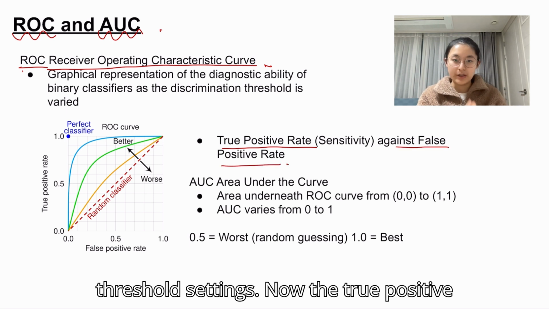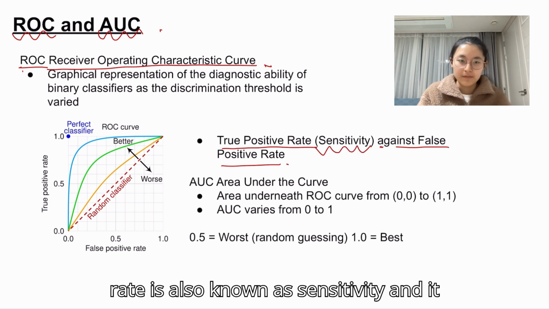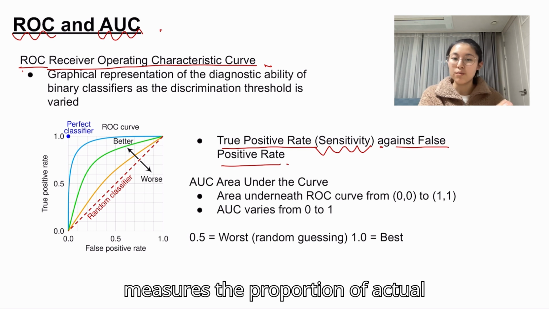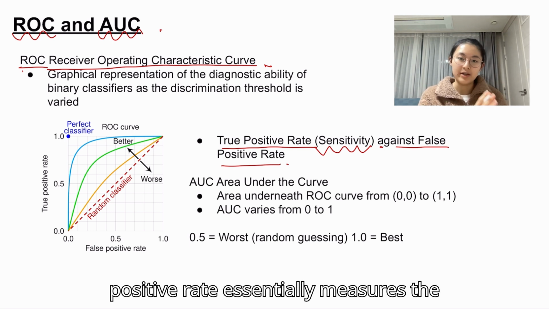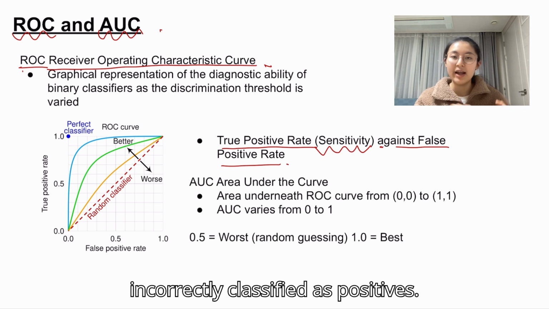In order to construct an ROC curve, we plot the true positive rate against the false positive rate at various threshold settings. Now, the true positive rate is also known as sensitivity, and it measures the proportion of actual positives that are correctly identified as such. And on the other hand, false positive rate essentially measures the proportion of negatives that are incorrectly classified as positives.